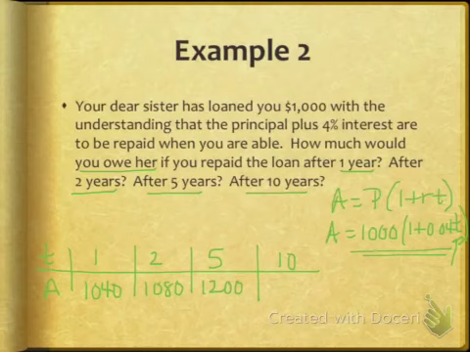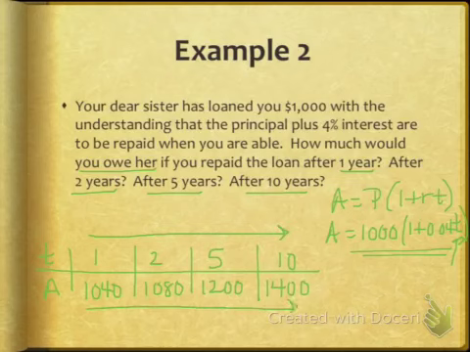Again, pause the video for just a moment and answer this question on your Zaption. How much would you pay your sister back if it takes 10 years to pay her back this $1,000 loan? Well, if you've punched in the buttons correctly, you should have gotten a total of $1,400. So you can see how, obviously, the longer it takes you to pay her back, the more you will have to pay her back because the interest is going to accumulate.